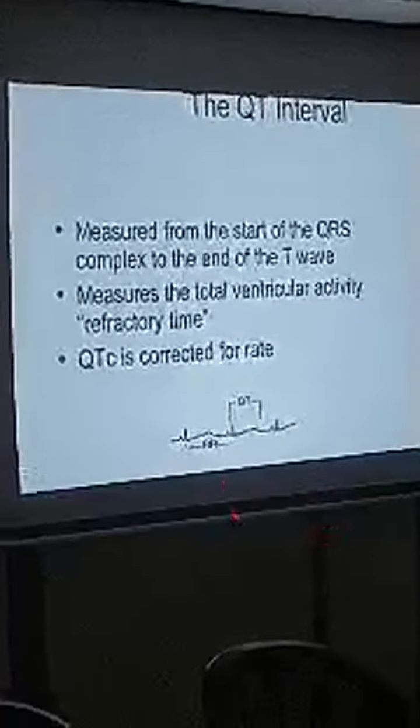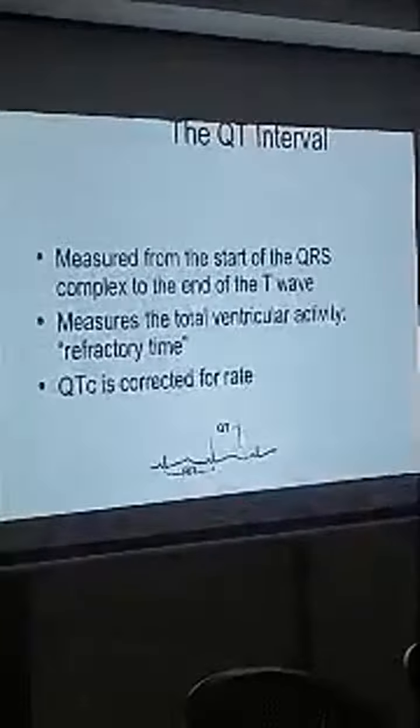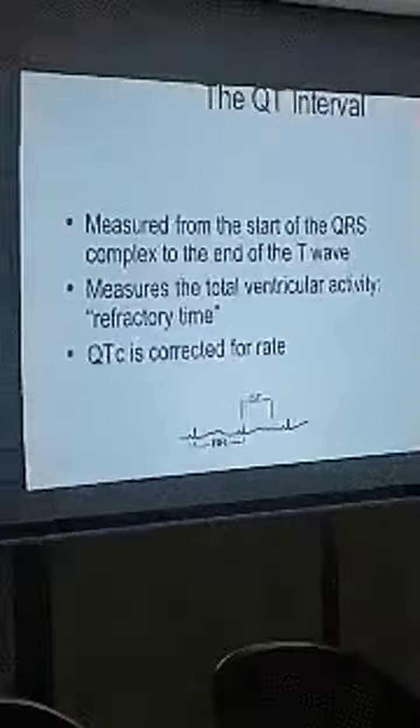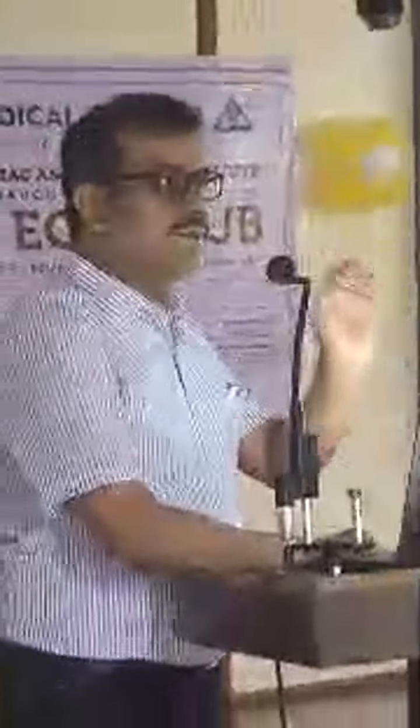Once you have this, you have Bazett's formula, which is available already. The only problem is the square root. Doing a square root on a usual calculator is difficult. A lot of people I know have installed MDCalc on their smartphones, which has most of the medical formulas. You just put in the numbers and you will get it. Otherwise, you just Google for QT interval, you will get the Bazett formula, and just put in the RR interval in milliseconds and QT interval in milliseconds, then you will get a QTc interval.